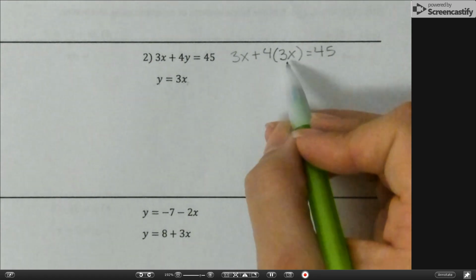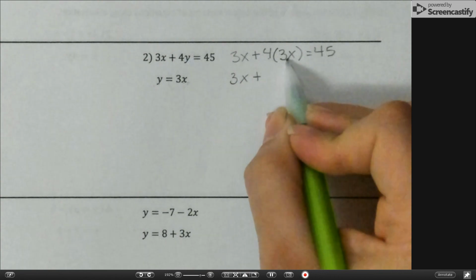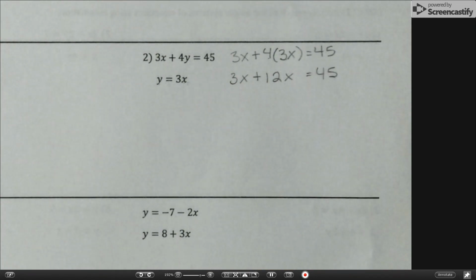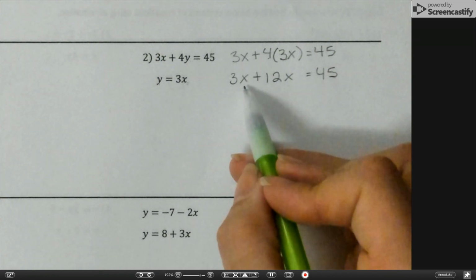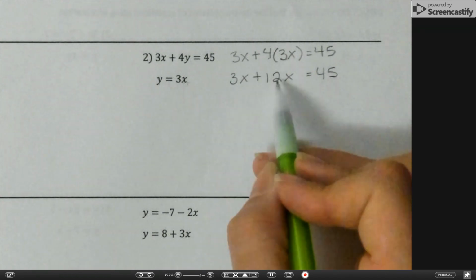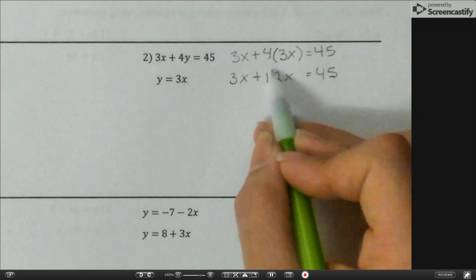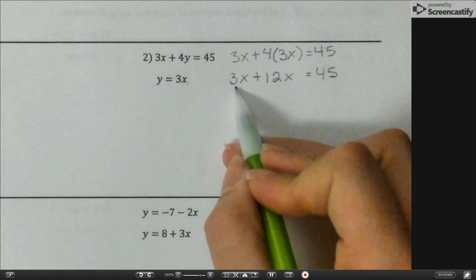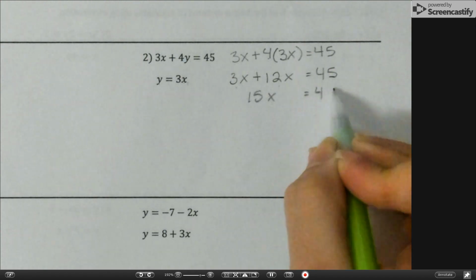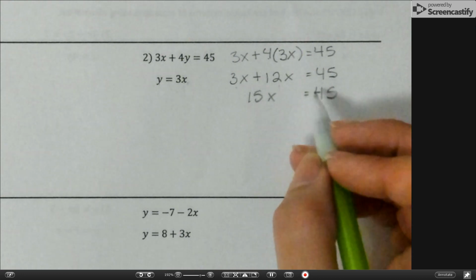Okay, and then we're just going to simplify. So we have 3x plus 4 times 3x is 12x equals 45. Because these are on the same side, they're like terms. So you don't have to subtract anything from both sides. You would just add these two terms together. So we have 3x plus 12x is 15x equals 45. Now we can just solve like a normal equation.